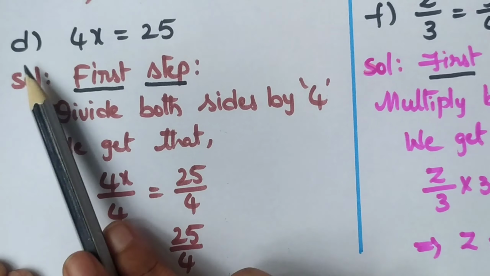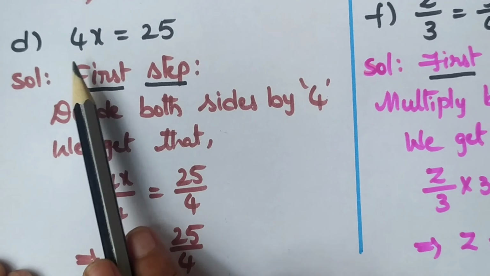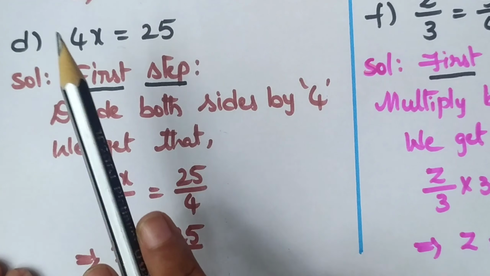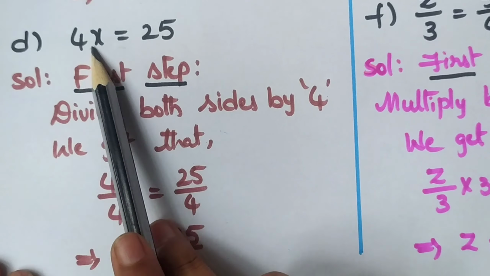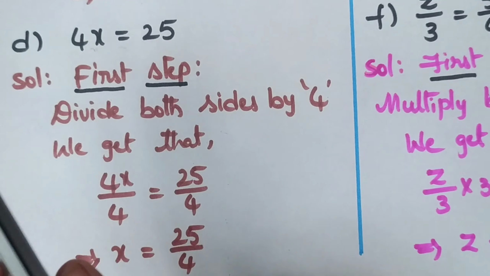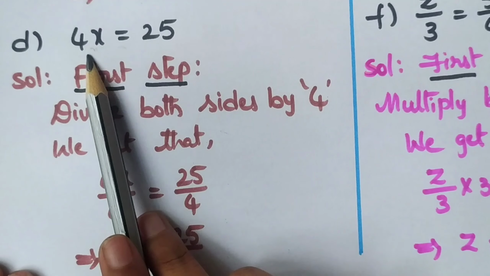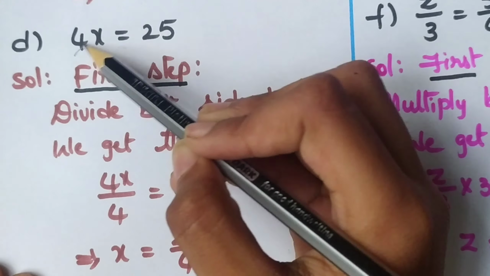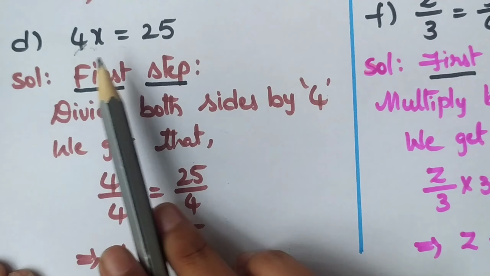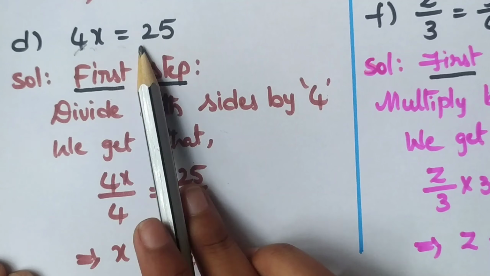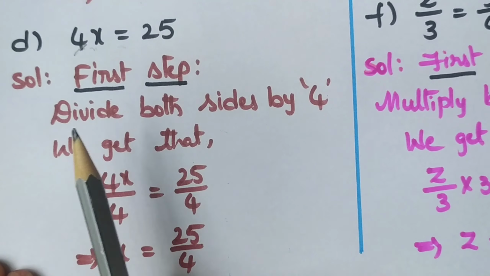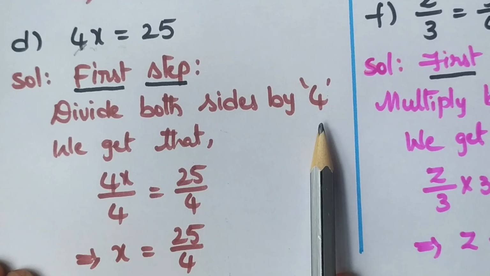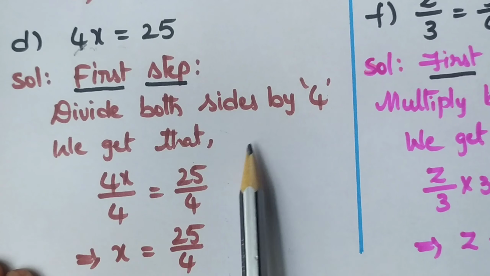Okay friends, now let us see D bit, that is 4x is equal to 25 or 4 times x is equal to 25. Now here it is multiplication, that means we have to do division. Now 4 into x is multiplication. Now let us take this 4 here. So it is 4x by 4 is equal to 25 by 4. Now divide both sides by 4. We have to divide both LHS and RHS by 4. So divide both sides by 4.